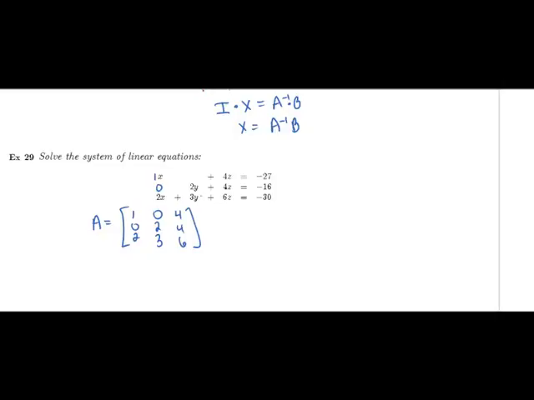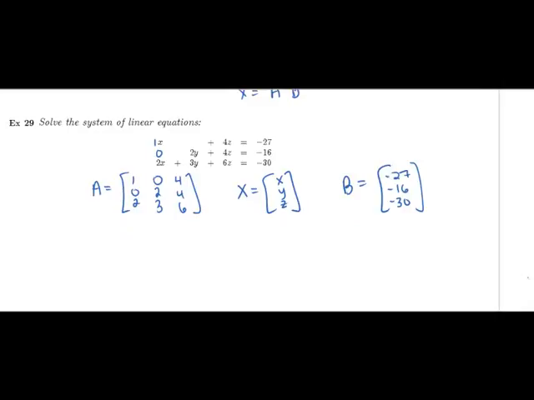One thing you always want to check when you're going through these is to make sure that none of the rows are the same, that we don't have the same equation twice. If we do, then we are going to run into some troubles as far as trying to solve these. In fact, they're typically not solvable. So that's our coefficient matrix. Our variable matrix is just going to be simply x, y, and z. And then B is going to be our negative 27, negative 16, and negative 30.